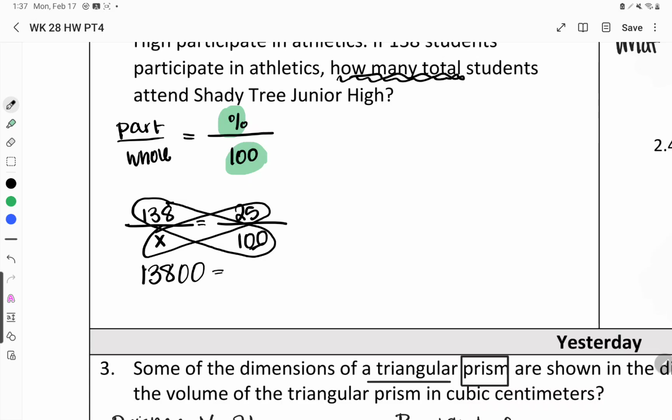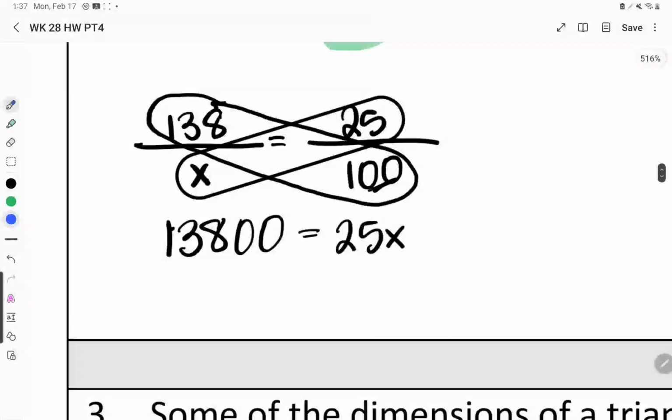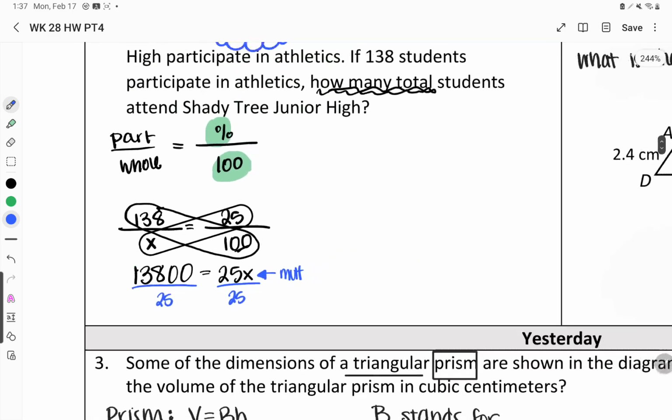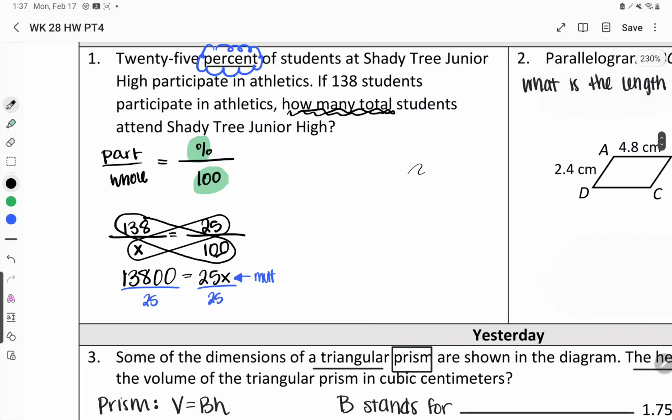Equals X times 25. And X times 25 is what? 25X. Okay, now I ask myself, all right, what operation is happening between 25 and X? Multiplication. And how do we get rid of multiplication? Division. So I'm going to divide both sides by 25. All right, now I have 13,800 divided by 25.